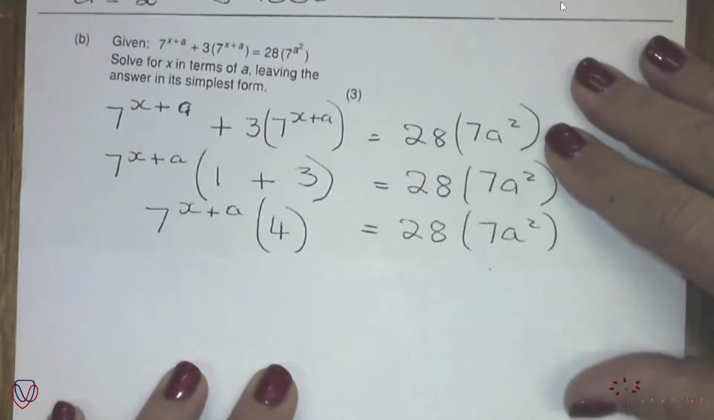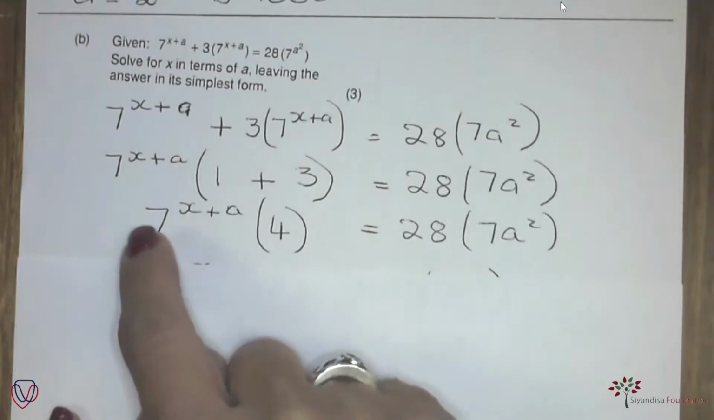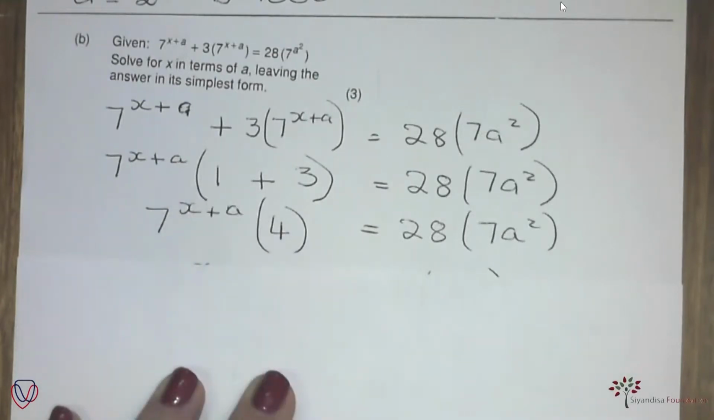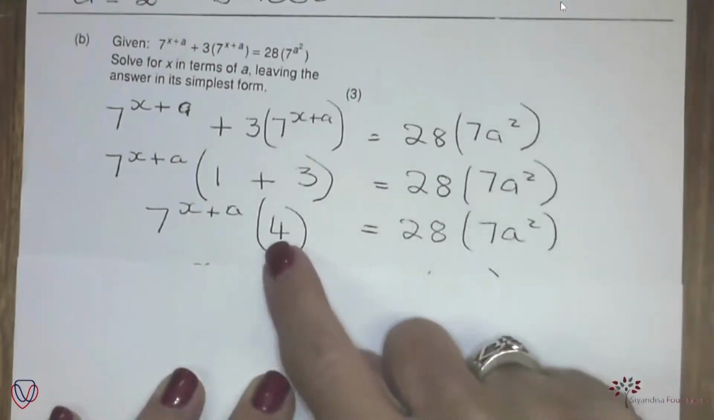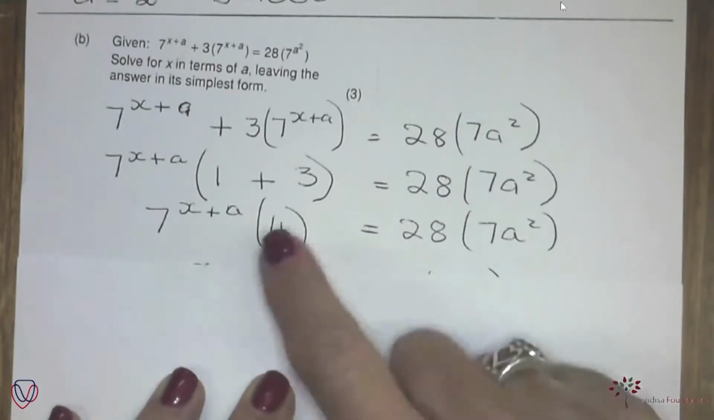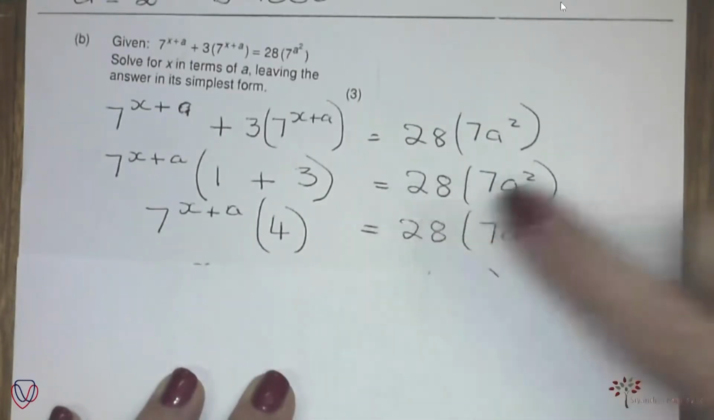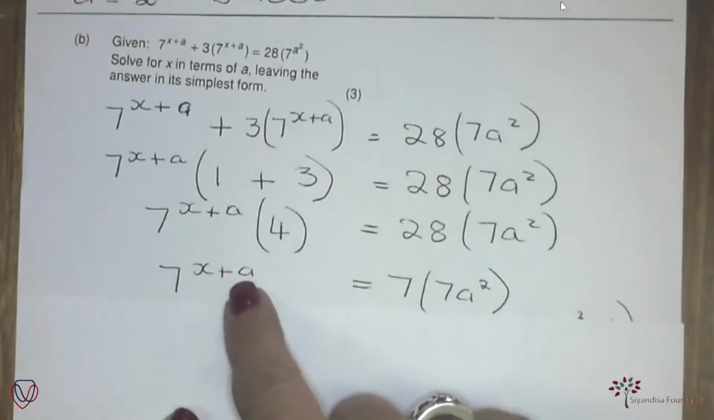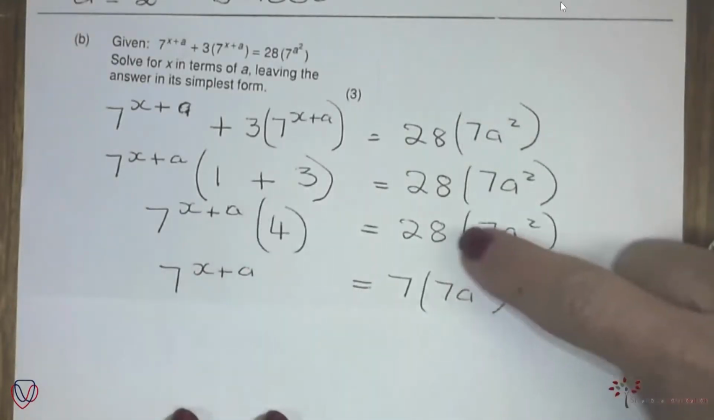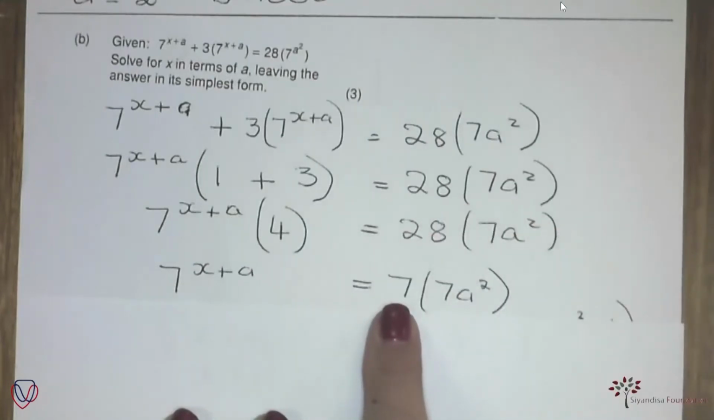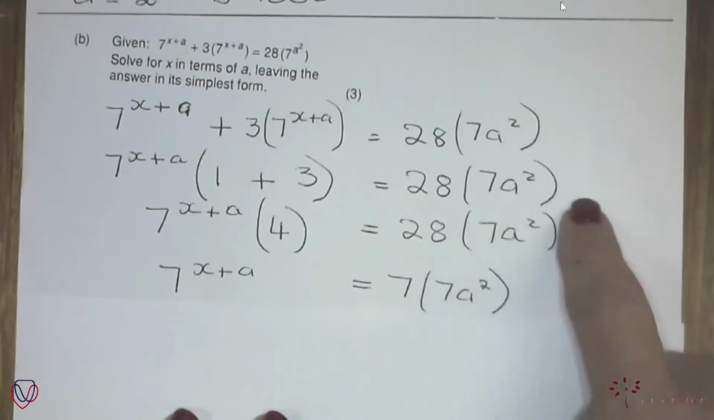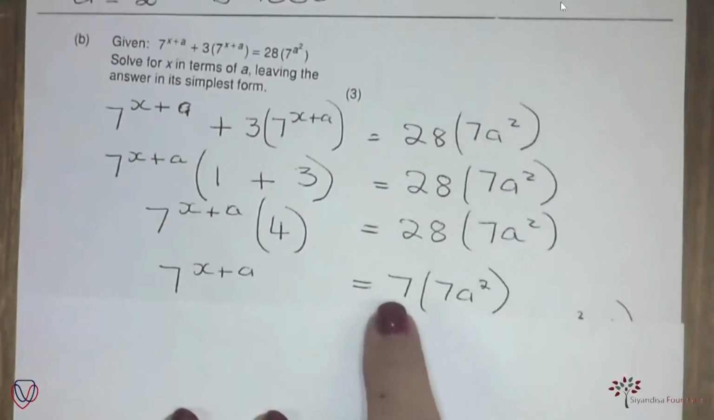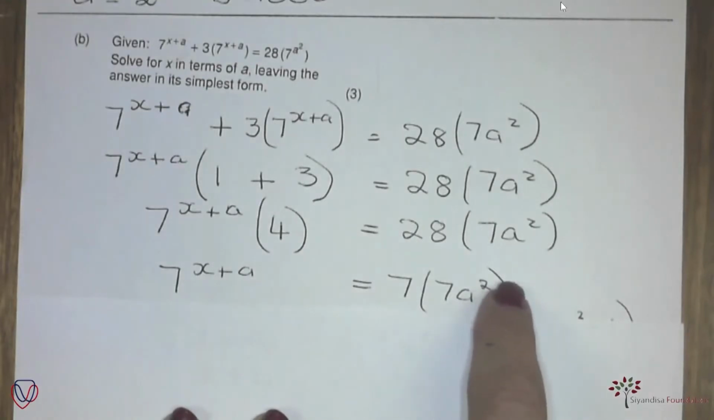Okay, now what we want is the base 7 on this side on its own, and we want that 4 to be gone. So we divide by 4. We divide by 4 there also. What happens? It becomes 7^(x+a), the 4 is gone. We divide by 4 there, it becomes 7^(a²). Now people, look at this. This is 7 to the power 1 times 7^(a²).